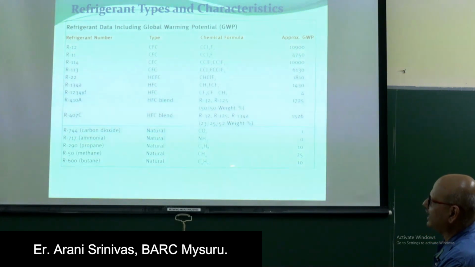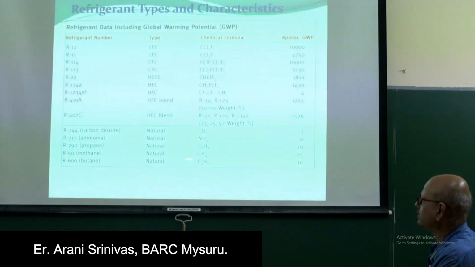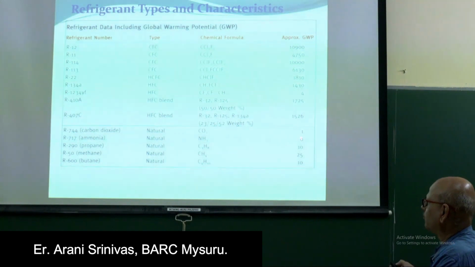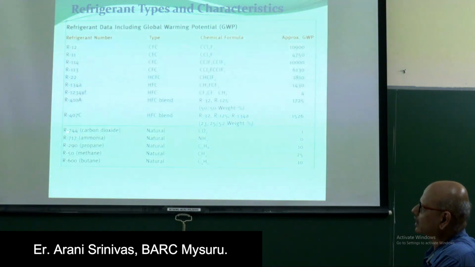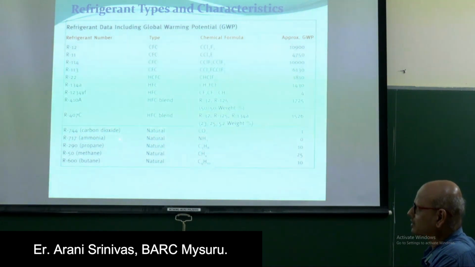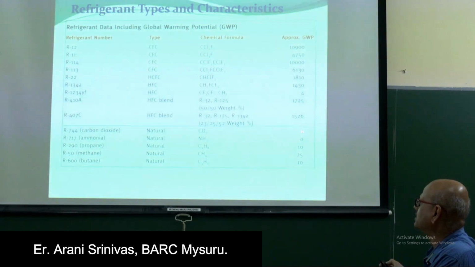Then natural refrigerants are the best ones because they have very low GWP and ODP. Ozone depletion is also low because there is no chlorine, no fluorine and no hydrofluoro. So global warming is also very low. Natural refrigerant R744 is carbon dioxide, CO2, which has a GWP of only 1. Ammonia, R717, NH3, is a natural refrigerant with 0 GWP and 0 ODP.